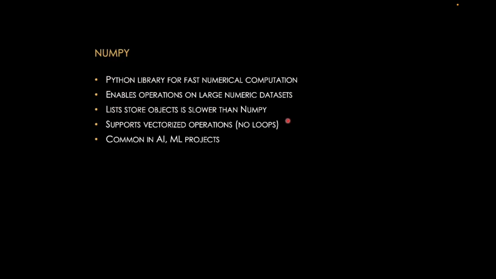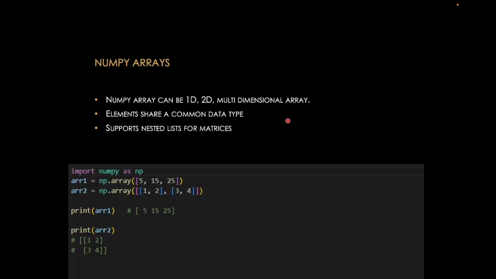It provides fast arrays which are like Python arrays, but they store elements in a continuous memory location. That's why NumPy arrays are much faster than Python arrays. We use NumPy arrays to perform operations on huge datasets, and they are widely used in AI and ML projects.